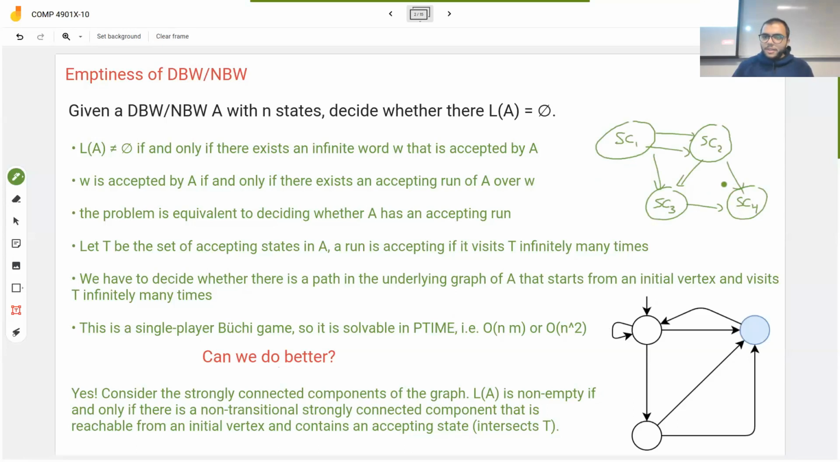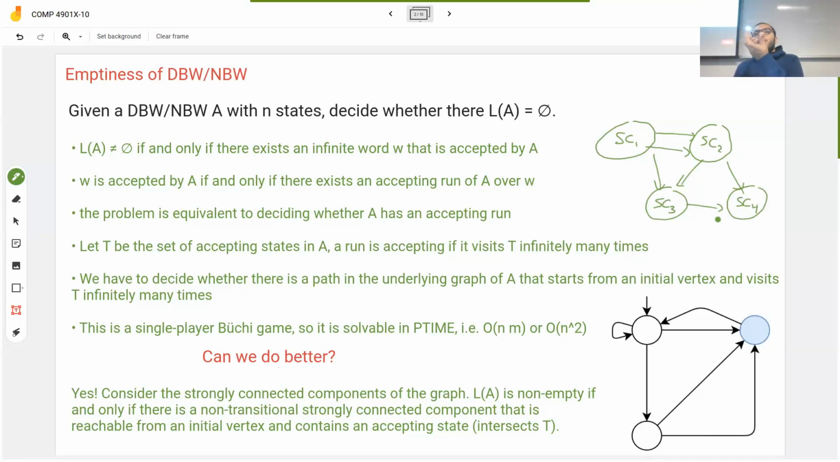Now, first of all, I remove all parts of the graph that are not reachable from the initial states. How can I do that? Easy. I just do a DFS from my initial states. I remove everything that is not reachable. Then I find my strongly connected components in the reachable graph. So now here I'm sure that everything is reachable from my initial state. So now the only question I have to answer is, is there a cycle that contains a blue vertex? Well, that's the same as saying, is there a strongly connected component that has a blue vertex?